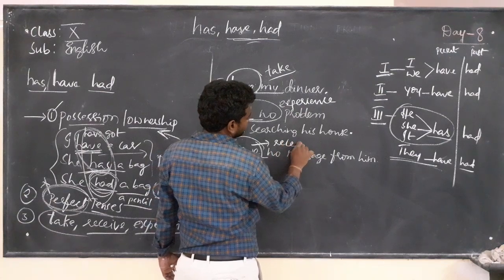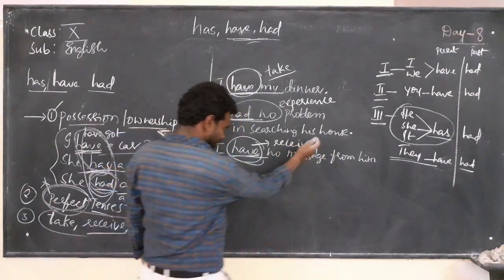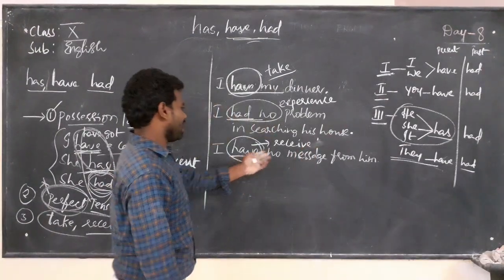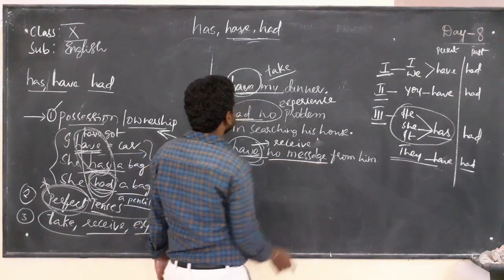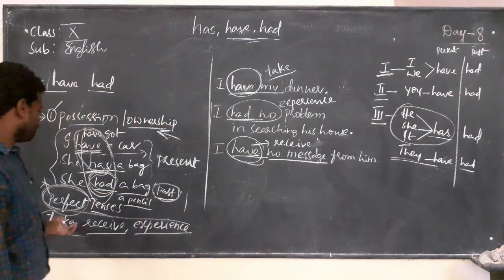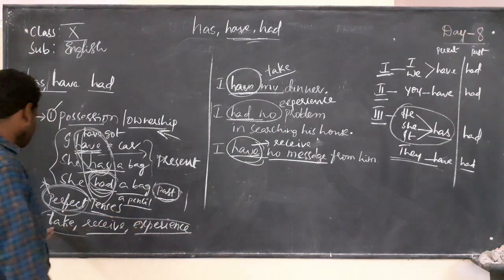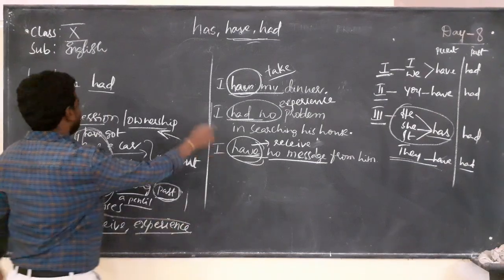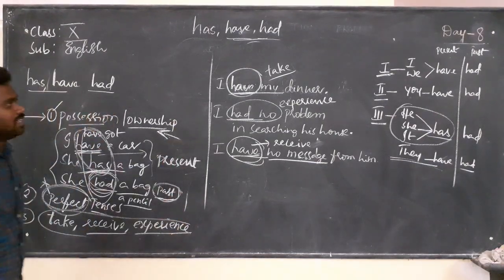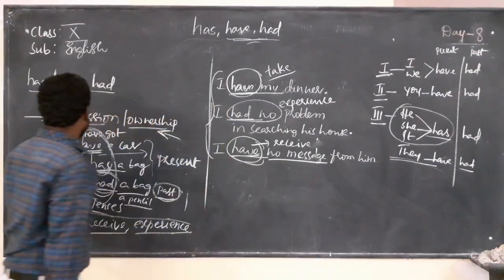Receive. That means I did not receive any message from him. Have means receive here. So in the meaning of take, receive, and experience, we use has or have or had. So this is one example.